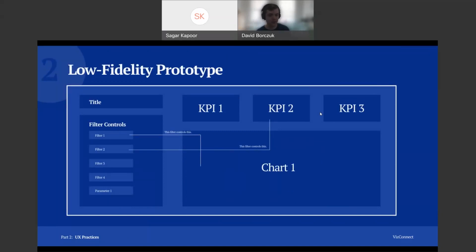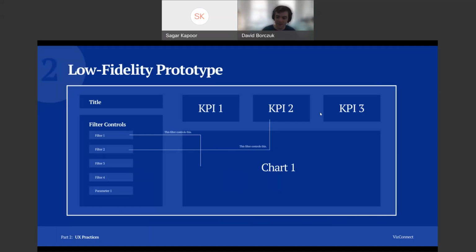So you have a title on the top left, you have filter controls on the left, you have your 3 KPIs and a chart that explains those KPIs. And you have some labels that tell you what filters do. And you would show this to your end user and you would have them confirm whether this is good.